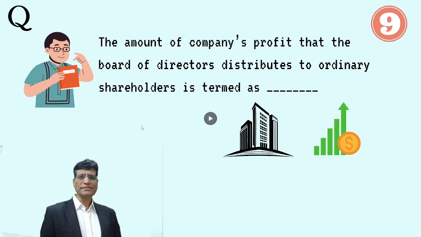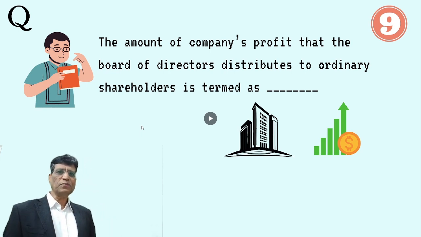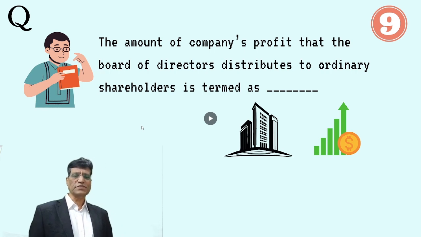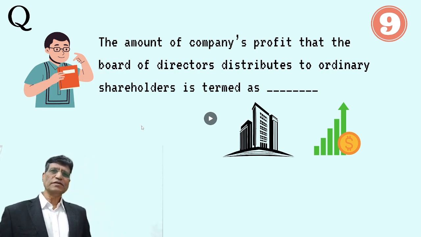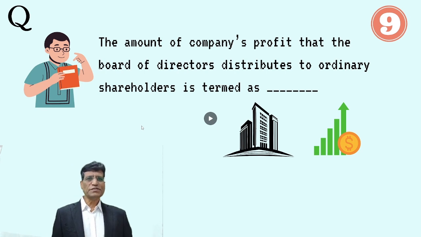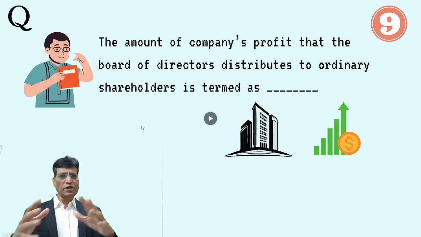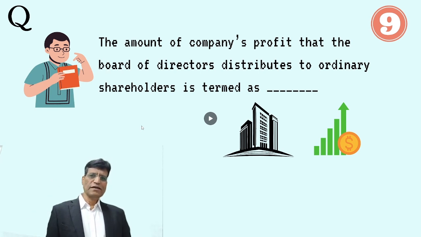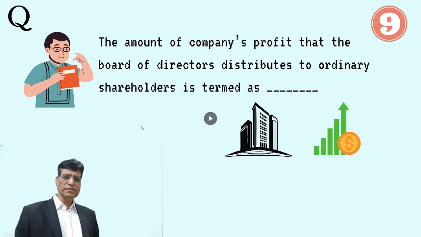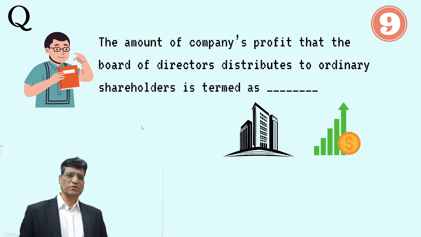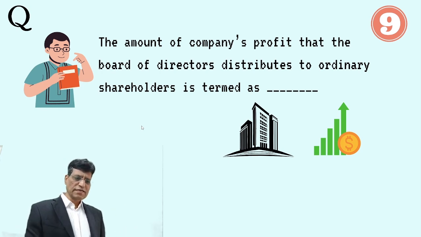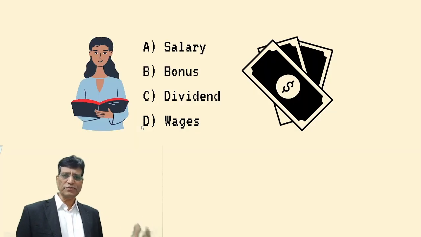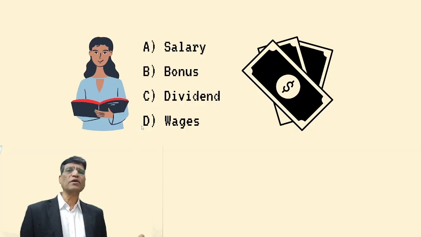Move to the next question. The amount of company's profit that the board of directors distributes to ordinary shareholders. The shareholders are the beneficiaries here. From the company's profit, a certain amount is given to them. This is termed as salary, wages, bonus, or dividend.